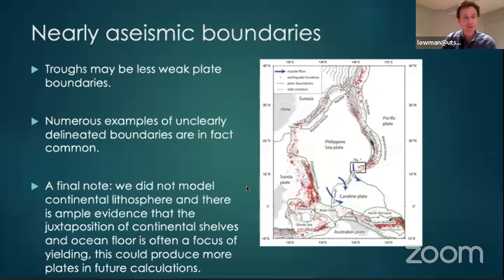So I want to make a final note that we didn't model any continental lithosphere, and there's ample evidence that juxtaposition of continental shelves and ocean floor is often a focus for yielding. So that might produce more plates in future calculations.